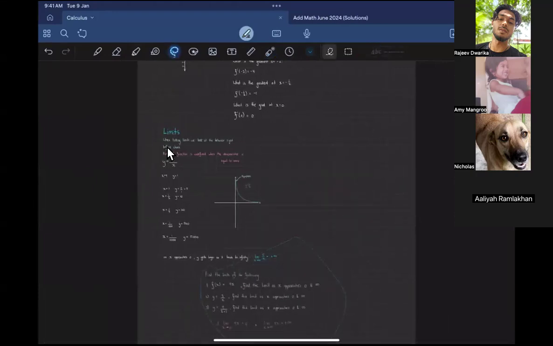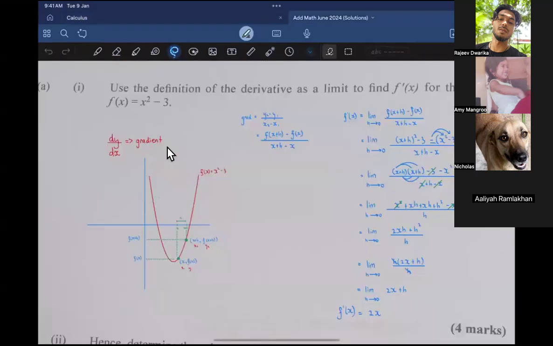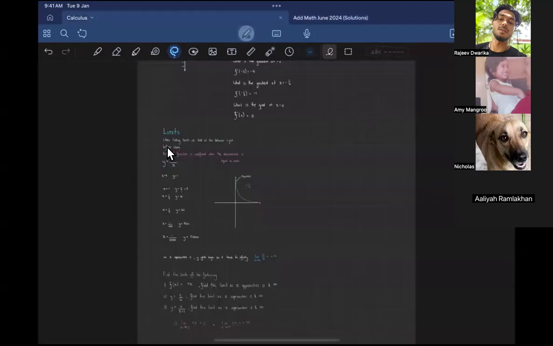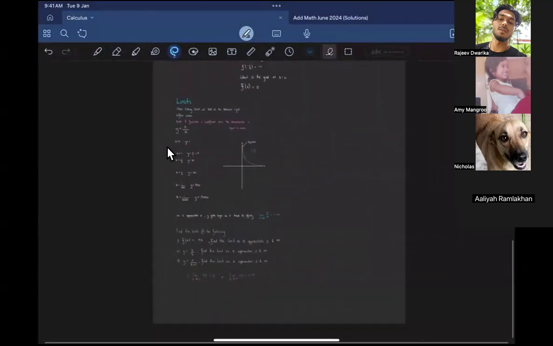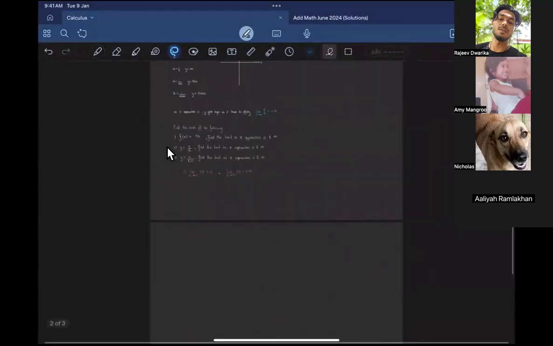So you all need to understand limits because when we're doing this, it's not going to be so straightforward. It's really not going to be that straightforward. So let me just run through the answers.